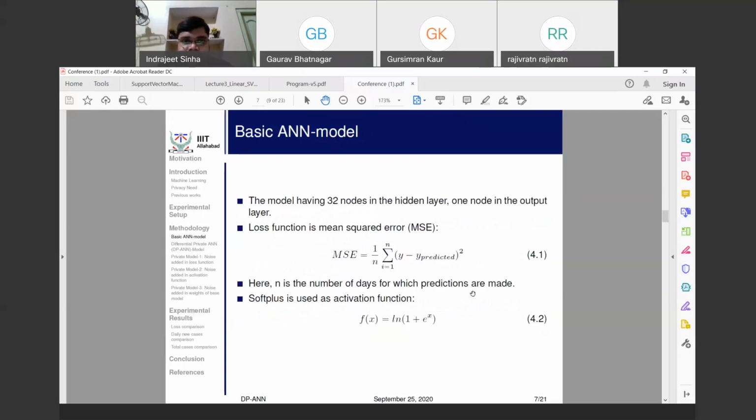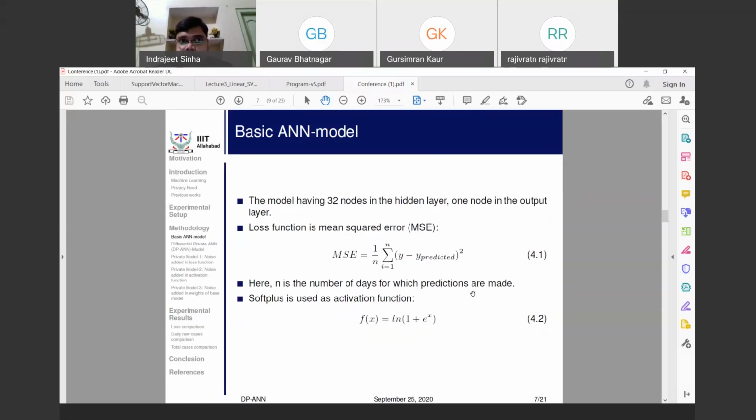First we will talk about the basic NN model. In this, we have only one hidden layer, which has 32 nodes, and one node at the output layer. The loss function used is mean square error, stated as 1/n times the summation of (y minus y predicted) whole squared. It means we will see every day's point, what the model predicted and what the actual data is in our training, and we will find this difference and square it, and this will help in minimizing our model error.